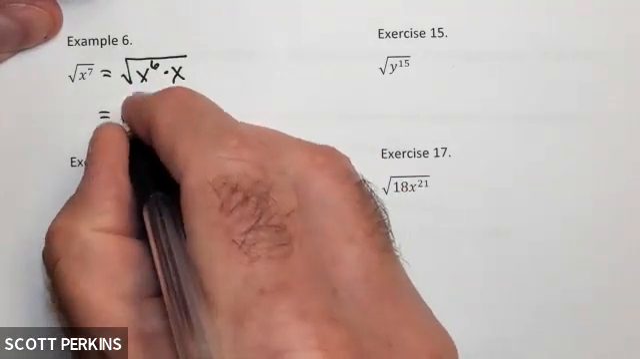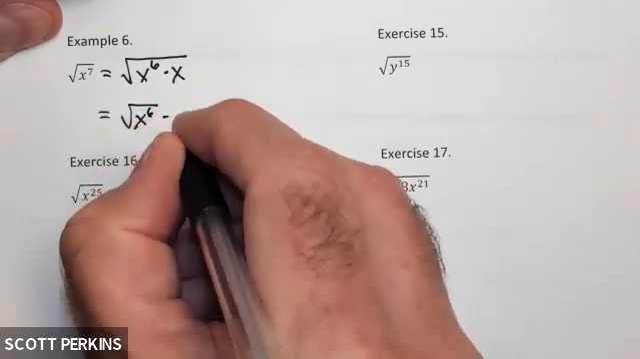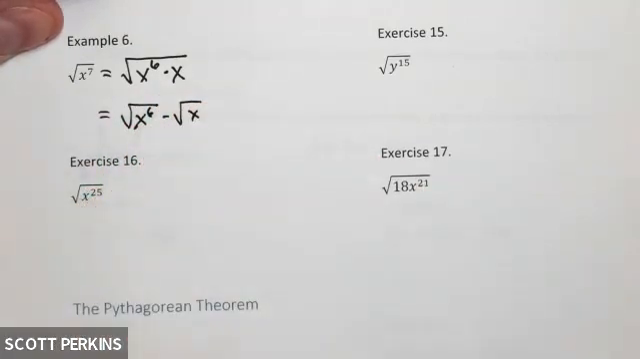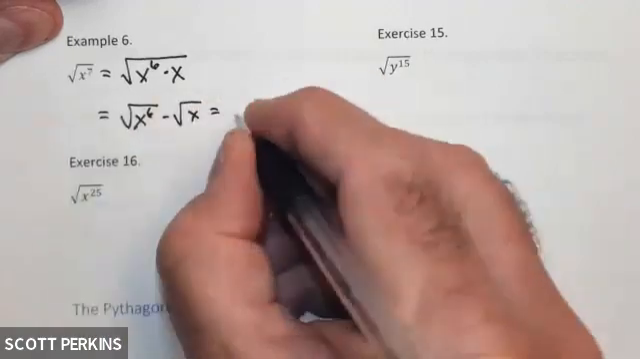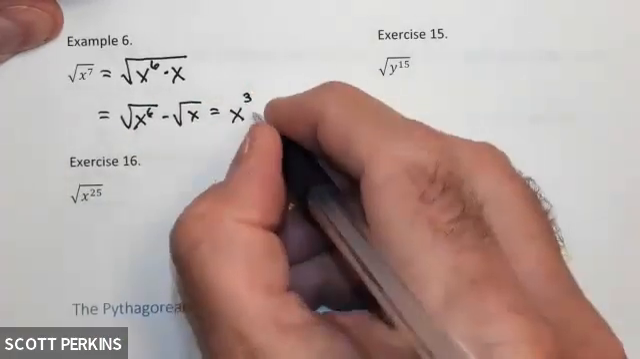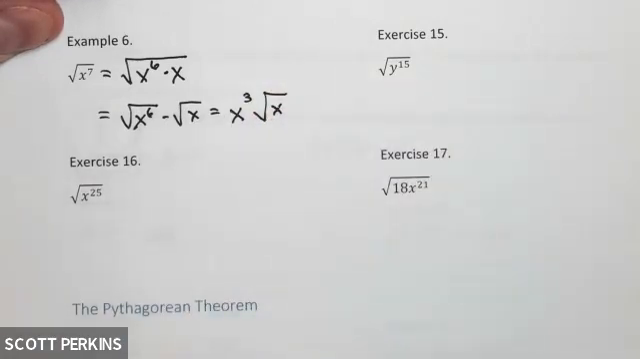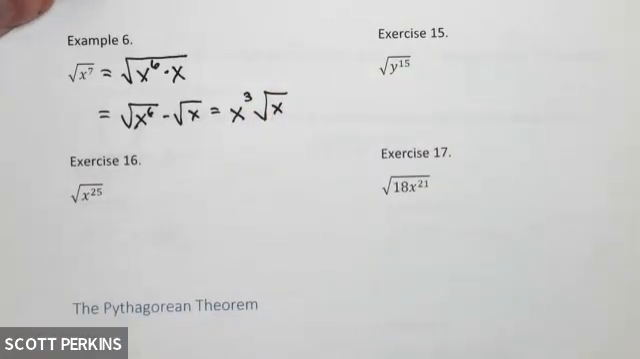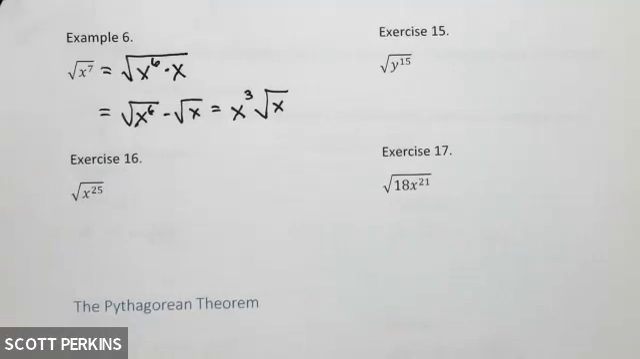Product rule of radicals says I've got the square root of x to the 6th times the square root of x. Square root of x to the 6th, you already answered that question for me. That's x to the 3rd. That's on the previous page. And then I have the square root of x. Does that seem like a reasonable process? We pulled one of the x's out so that I would have something that's divisible by 2. And then I was able to take the square root.